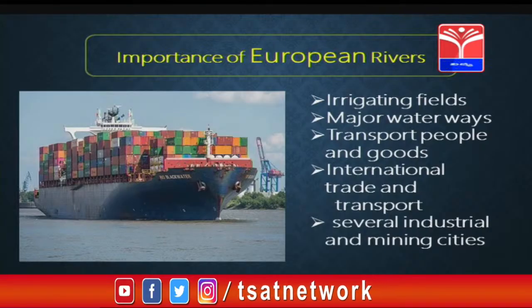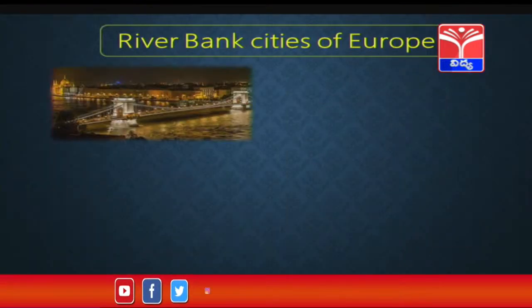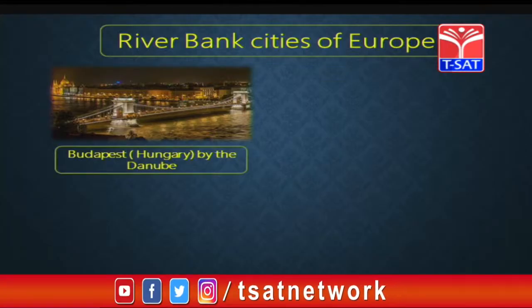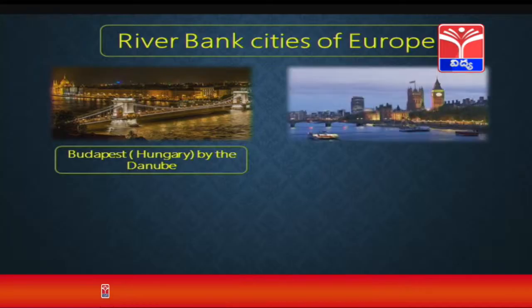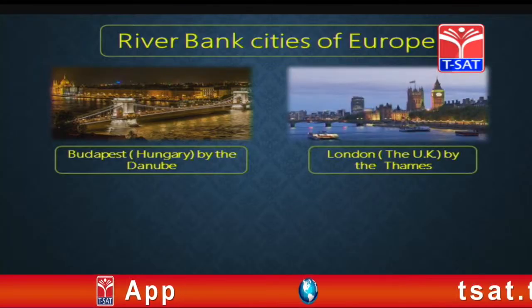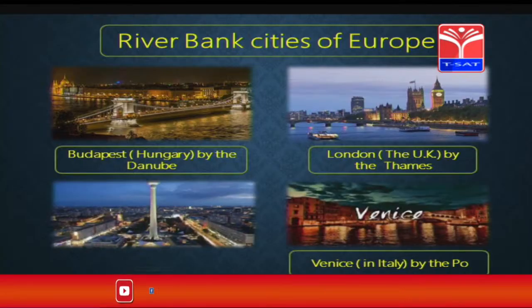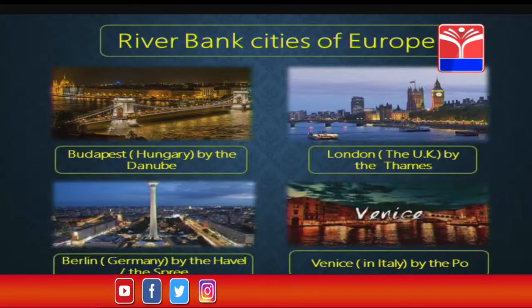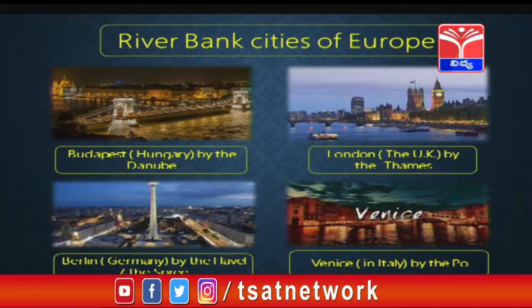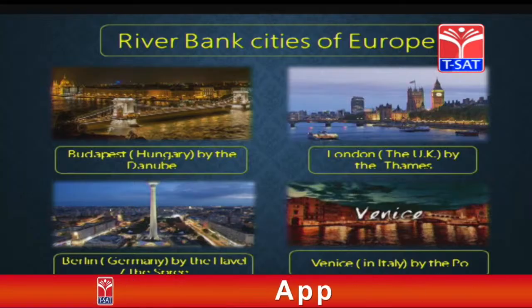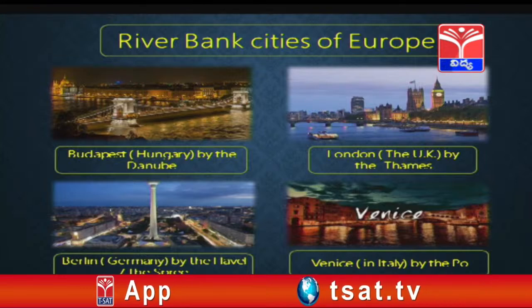Children, are you interested to come with me to see some of the riverbank cities which are there in Europe? Let us go. Riverbank cities of Europe. Budapest, the capital city of Hungary, by the river Danube. London, the capital city of the UK, by the Thames river. Venice, the important city of Italy, by the river Po. Berlin, the capital city of Germany, by the rivers Havel and Spree.